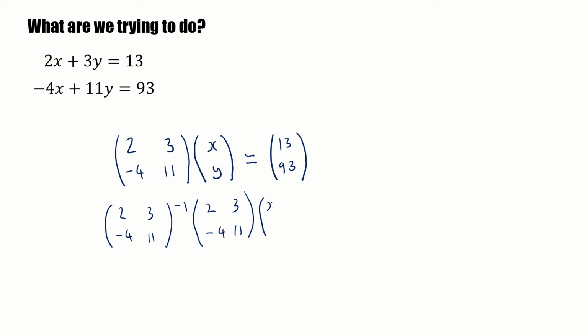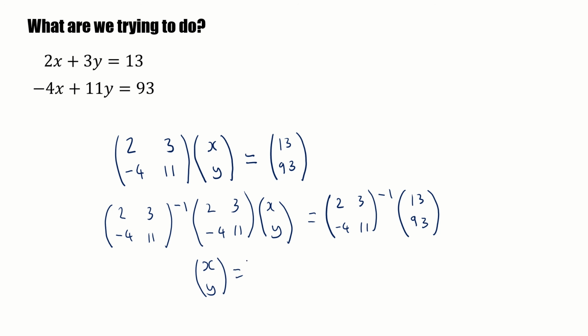times x, y. And on the right-hand side, as we multiply the left-hand side at the front by the inverse matrix, we've got to do the same thing to both sides, because that's always the rule with equations. Whatever you do to one side, you've got to do the same thing to the other one. Of course, the 2 by 2 matrix and its inverse will cancel out on the left-hand side, meaning we're just going to be left with xy being equal to that inverse matrix multiplied by our 13, 93.